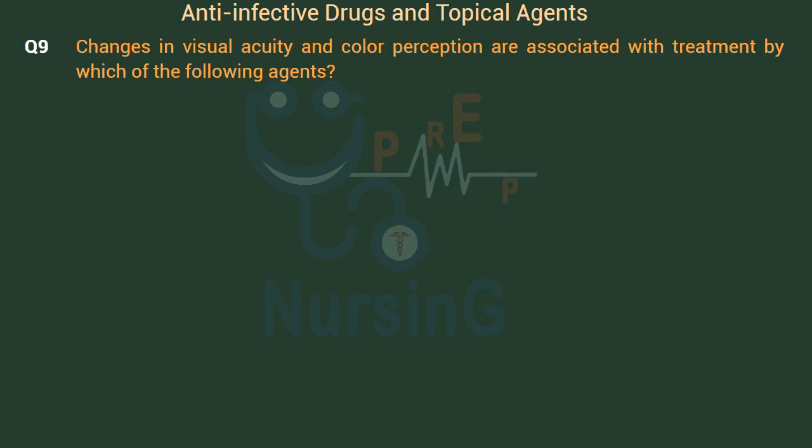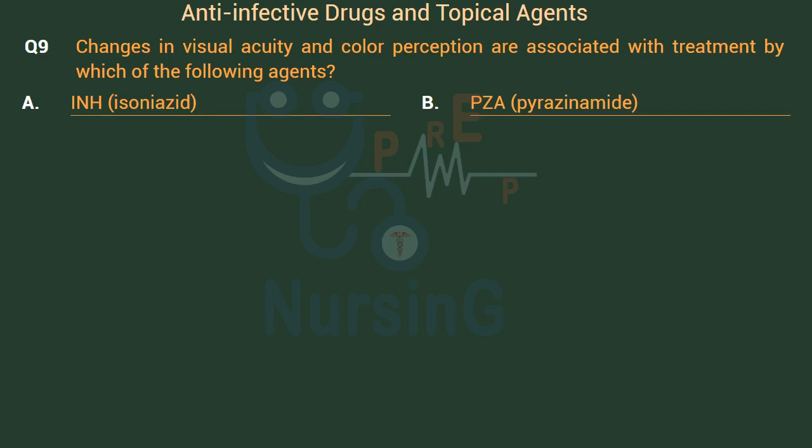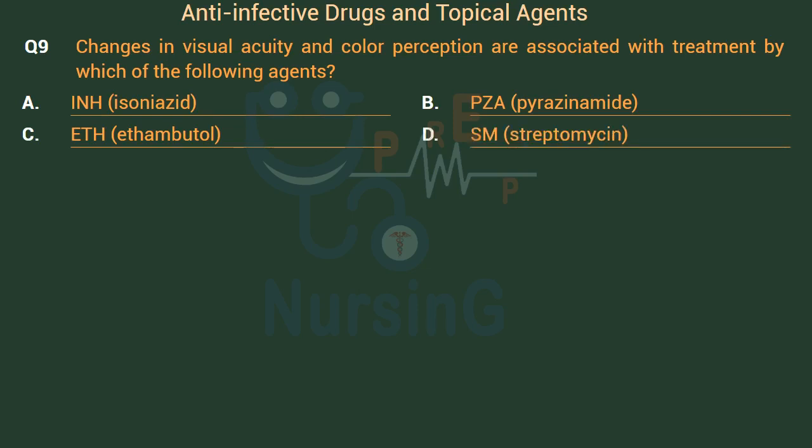Changes in visual acuity and color perception are associated with treatment by which of the following agents? Option A. INH, isoniazid. Option B. PZA, pyrazinamide. Option C. ETH, ethambutol. Option D. SM, streptomycin. Right answer is option C.